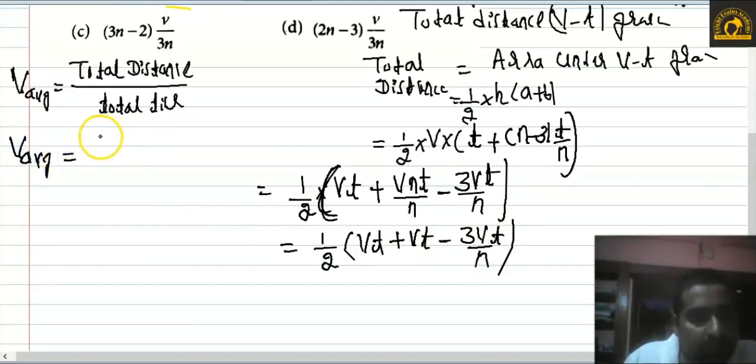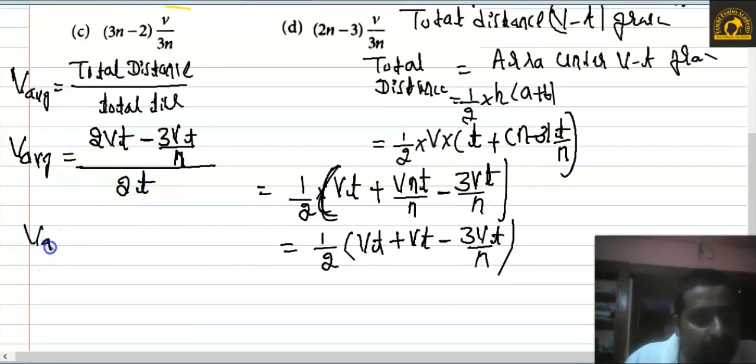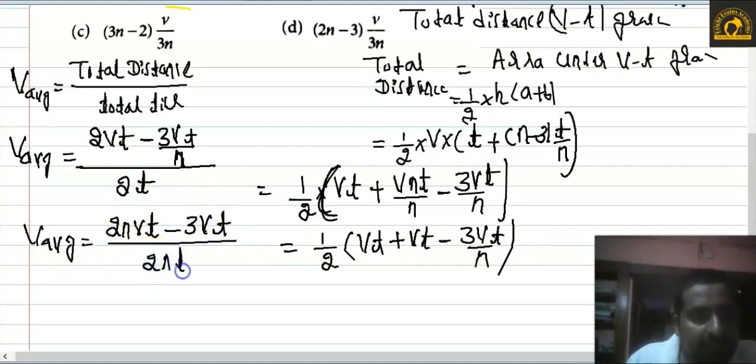The total distance is (2vt minus 3vt divided by n), whole divided by 2, and the total time is t. So v average is equal to, n is common, so 2nvt minus 3vt divided by 2nt.